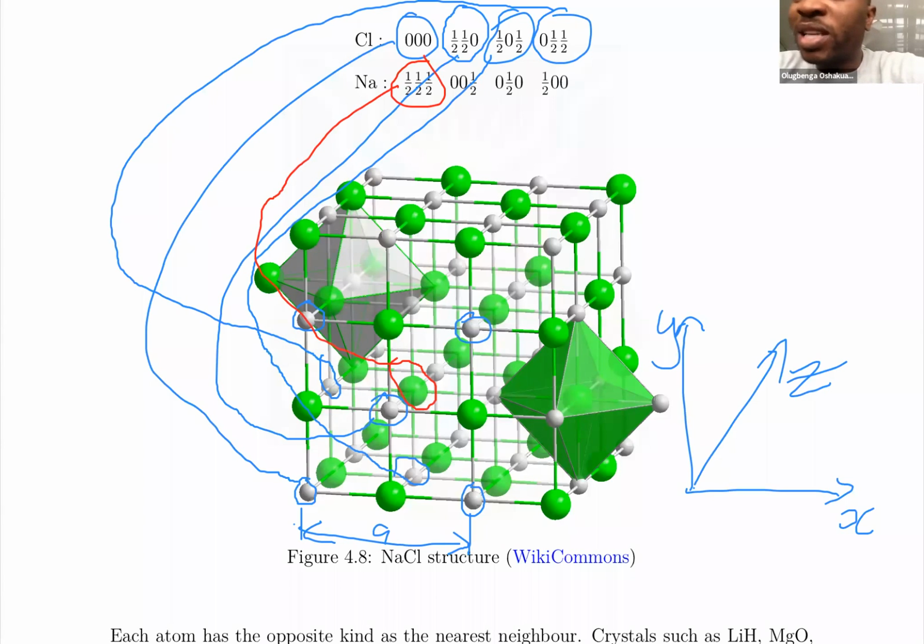The next one is 0, 0, half. From the origin, this is 0, so we are not going to the right. The other value is also 0, so we are not moving up. And the third one is half, so we are going inside by half. That means the second address of sodium is pointing to this green ball. So easily we can match them up.